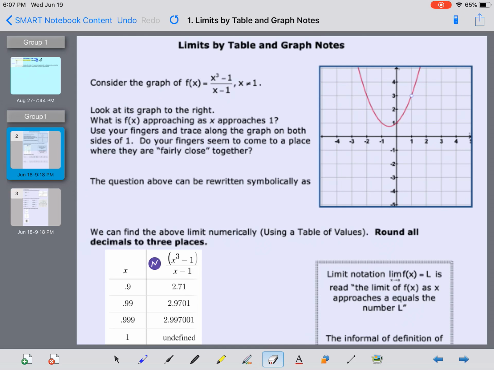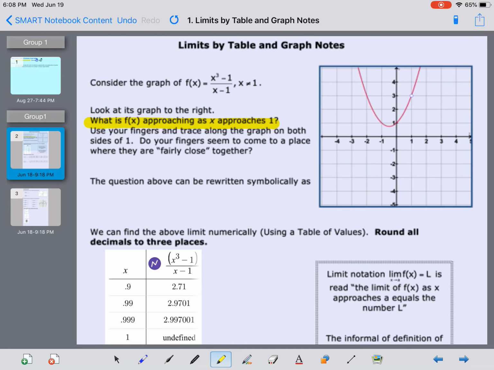But the idea is we don't care about what the function truly is. We care about what our function is approaching, this idea of approaching something. So if we look at our graph, the ultimate question we want to ask is really, what is f of x approaching as x approaches 1?